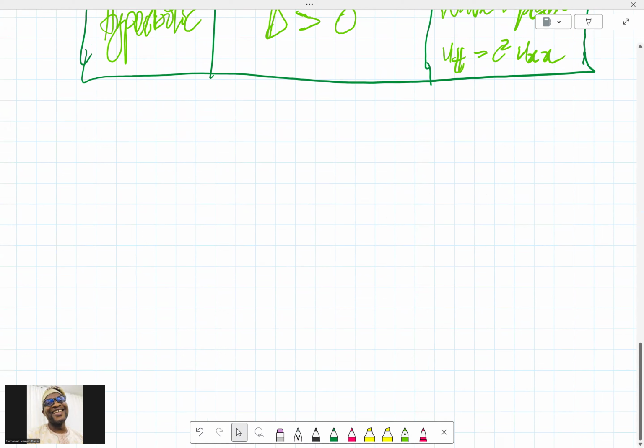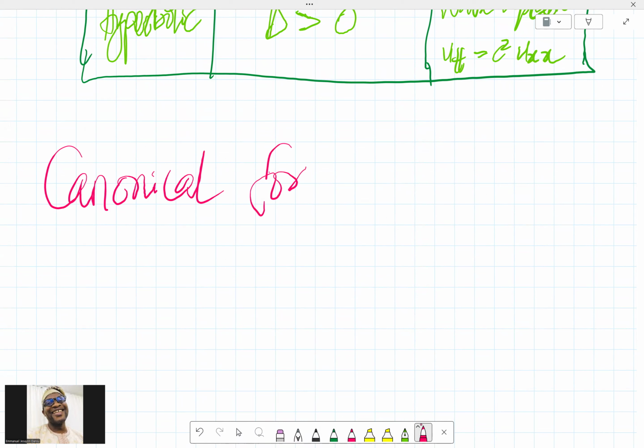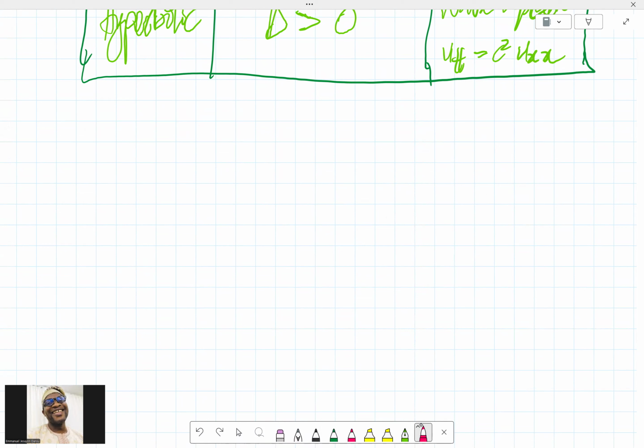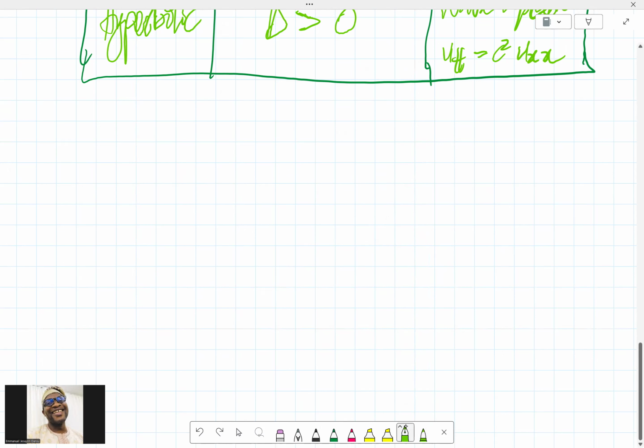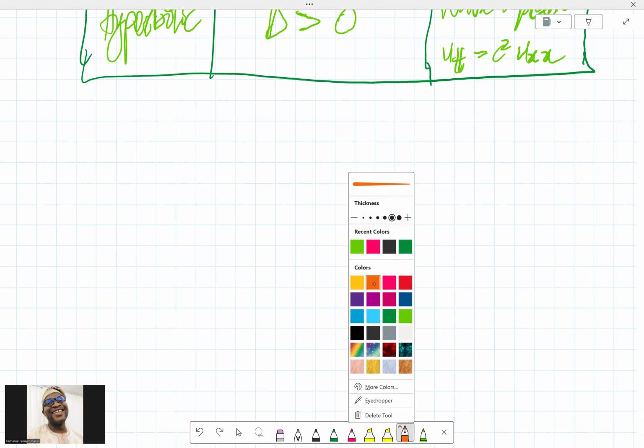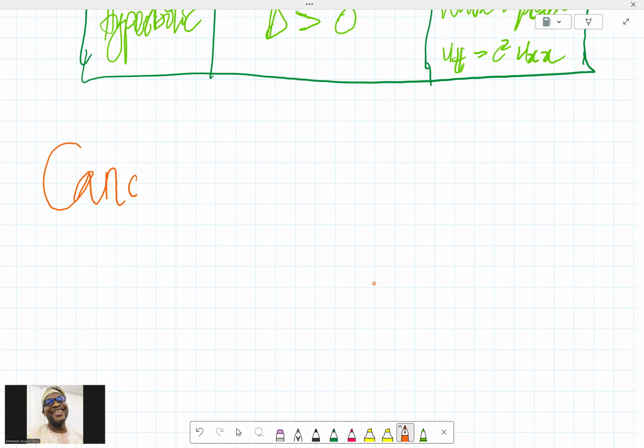Now let's move on to the next thing, talking about canonical forms. So let's talk about canonical forms now.